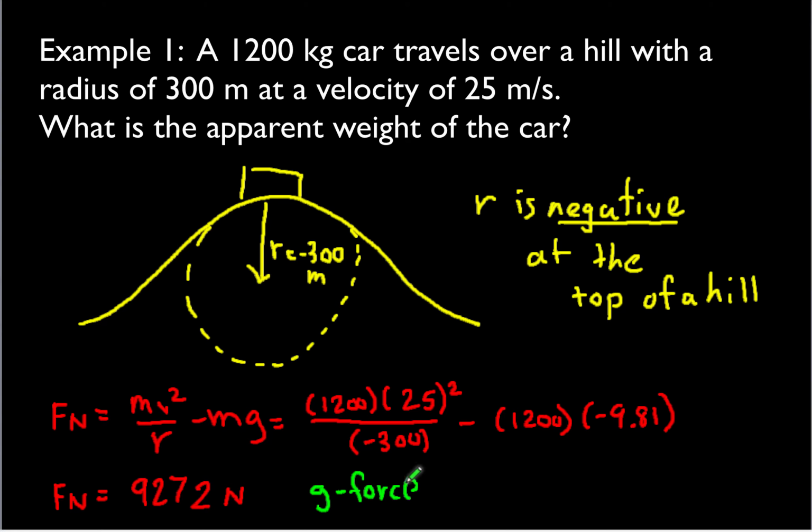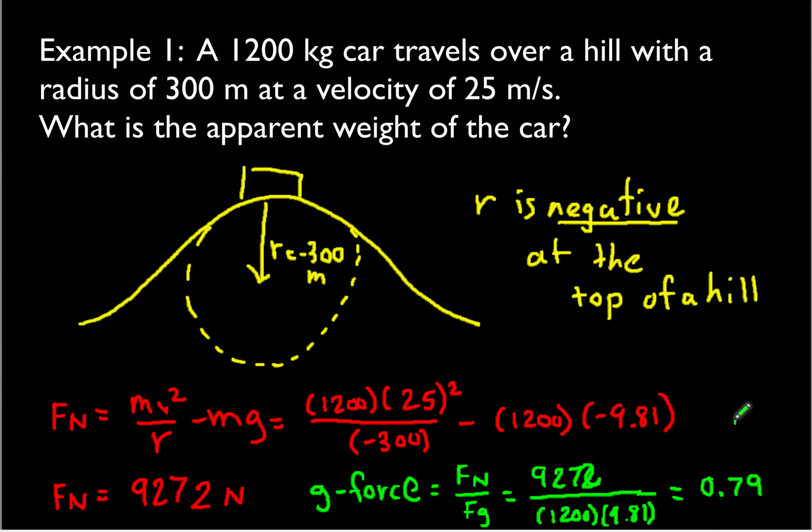We can calculate the g-force on the object by dividing the normal force by the regular force of gravity, which is 9,272 divided by the force of gravity, which is m times g. I'm going to put a positive in for 9.81 because I'm just worried about the absolute value. I'm just worried about the ratio. This is 0.79, which tells us we have a reduced apparent weight. Anything less than 1 means the apparent weight is reduced and the person feels lighter than they normally do.